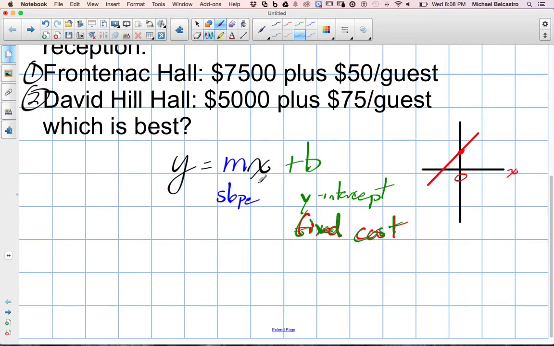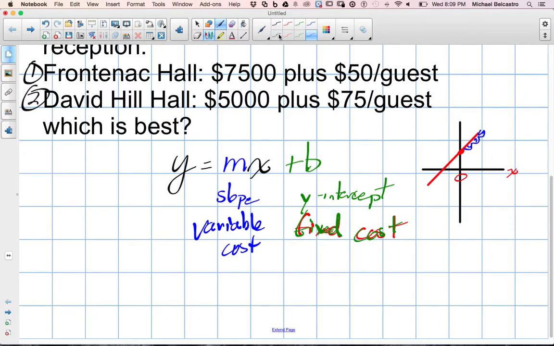And then our slope in this case is what it's changing by. For every additional person coming, what's it going up by? That's known as the variable cost. So that's how you relate these two business terms to what these two things mean.